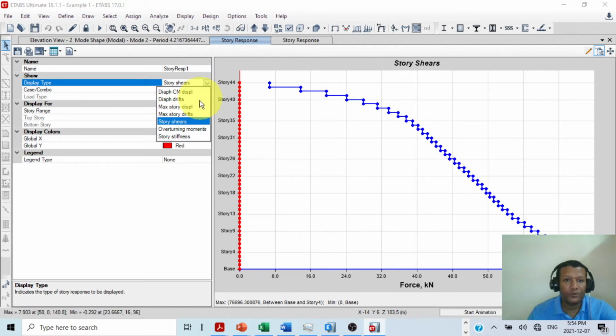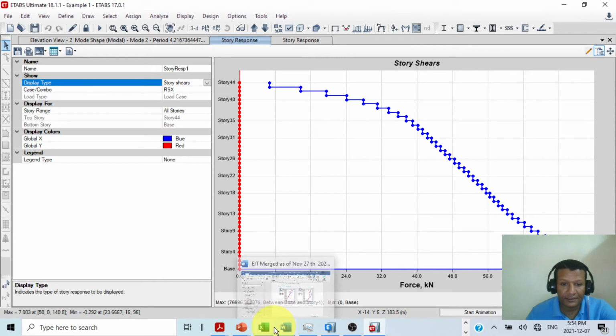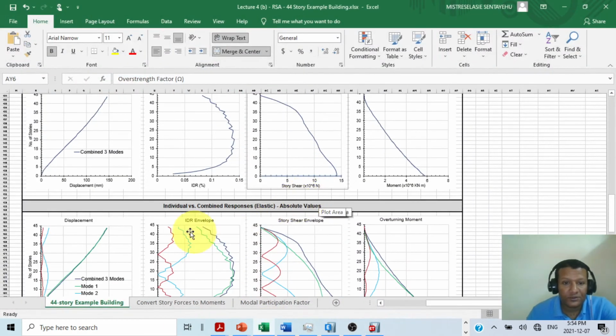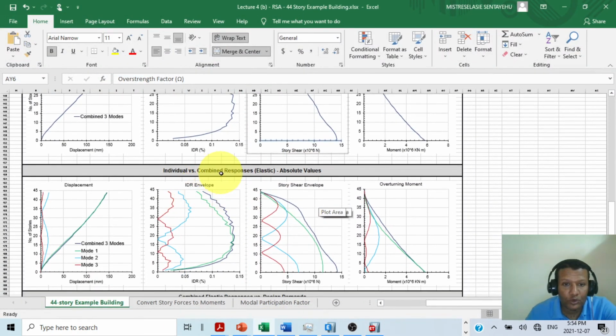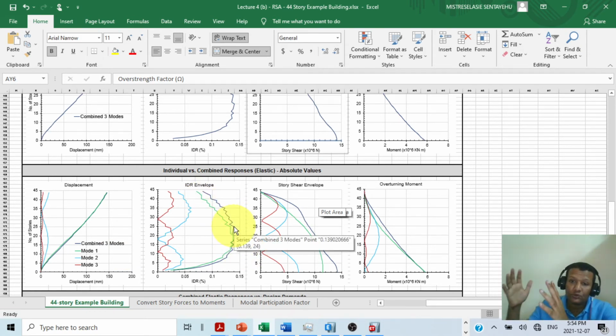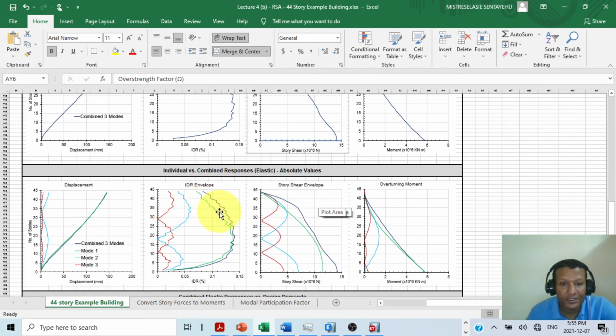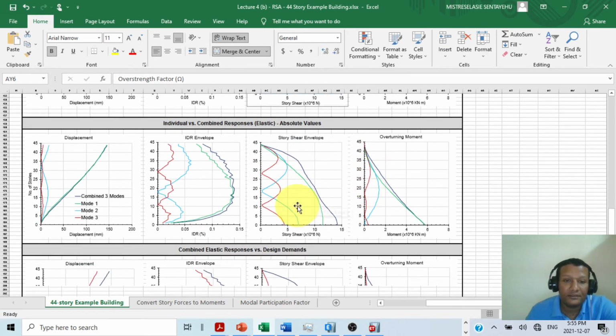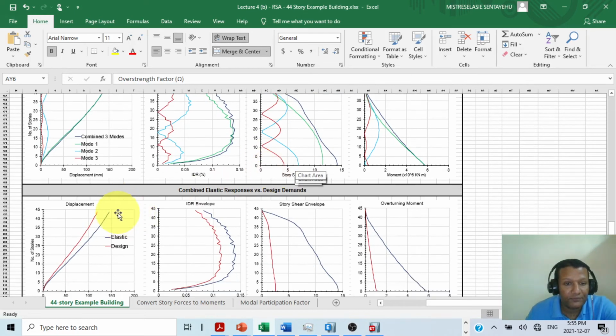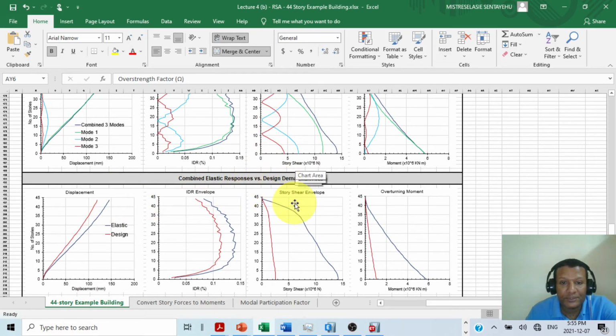Okay, in this way we can extract and see overturning moment and other results, but it will take time. So here individual versus combined. As you can see, the combined is here, the individual is here. So the individual and the combined have a little bit of difference because of the higher mode effect, because we consider 20 modes, but here we consider only 3 modes. So the higher mode effect will not be included here. That's why this difference comes.